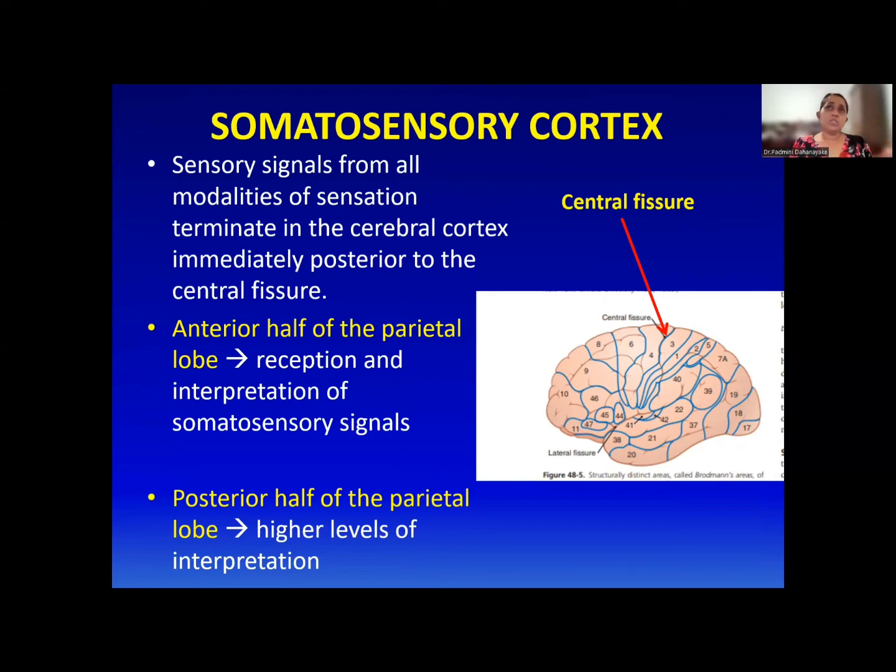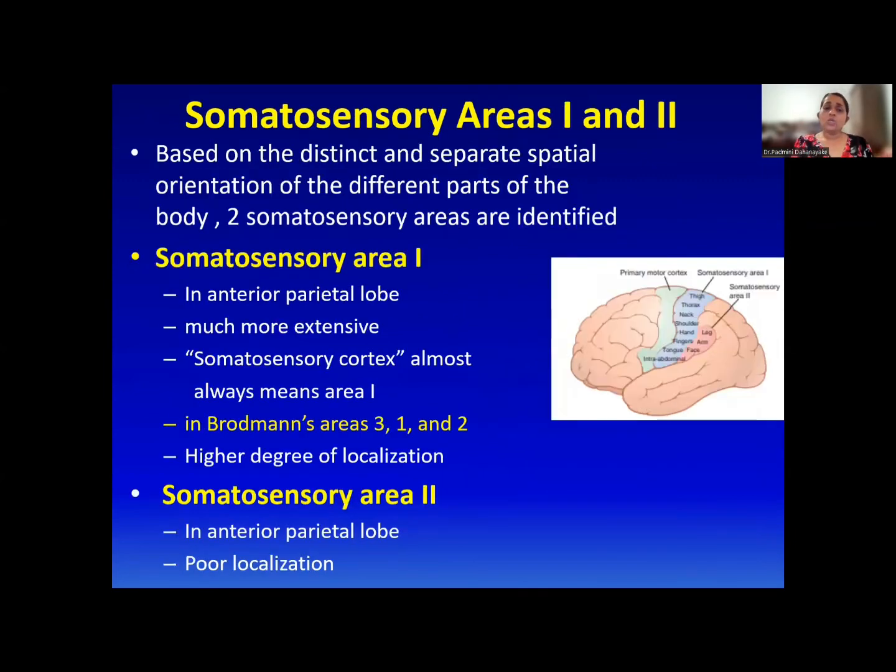Sensory signals from all the modalities of sensations will terminate in the cerebral cortex immediately posterior to the central fissure. Usually the anterior half of the parietal lobe will receive and interpret most of the basic somatosensory signals, but the posterior half of the parietal lobe usually does higher levels of interpretation. For the time being, we are mainly talking about the anterior half of the parietal lobe. Based on the distinct and separate spatial orientation of different parts of the body, two somatosensory areas are identified, located in the anterior parietal lobe: somatosensory area 1 and somatosensory area 2.